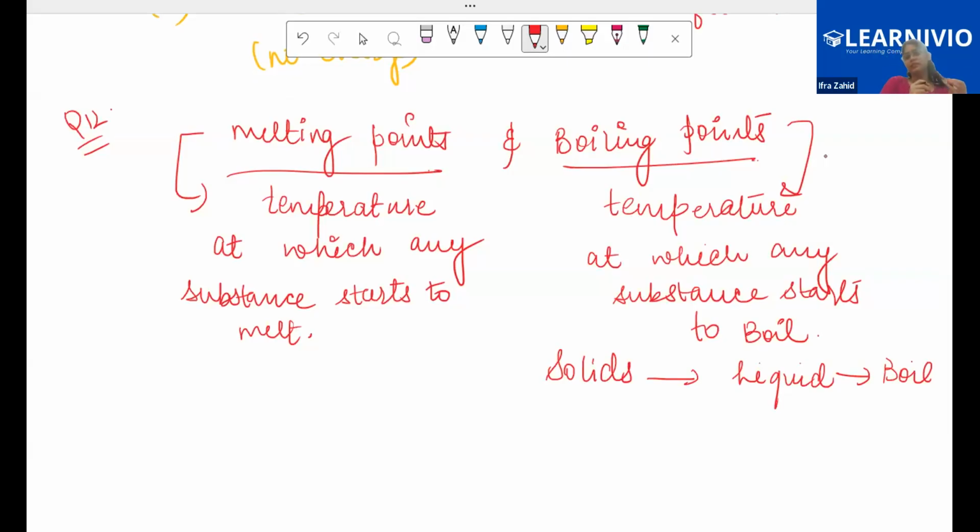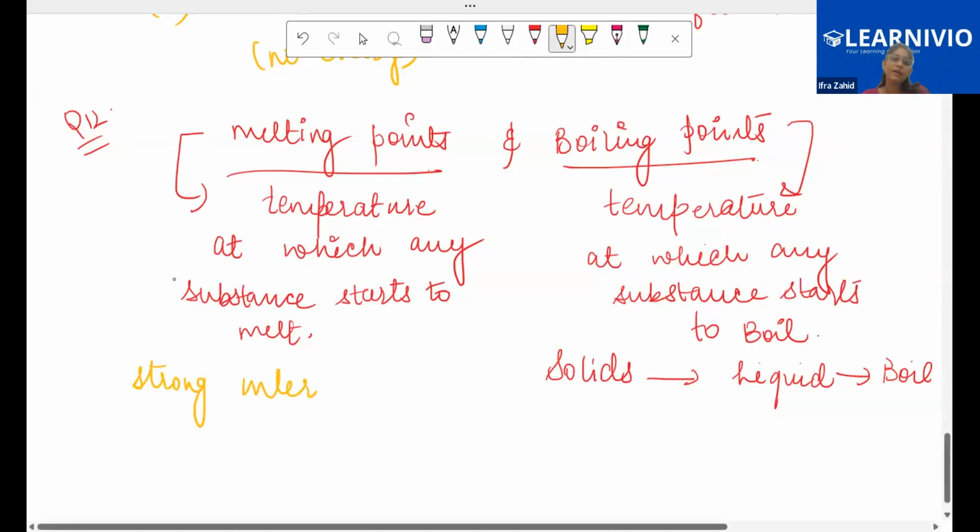Now, why do solids have high melting and boiling points? When you are melting something, when you're providing heat to melt that substance, what is that heat doing? It is breaking down the particles of that substance, right? When the particles break, the substance will distort, it will leave its original shape and it will convert into some sort of liquid to melt, right? So solids have high melting point because solids have strong intermolecular forces.